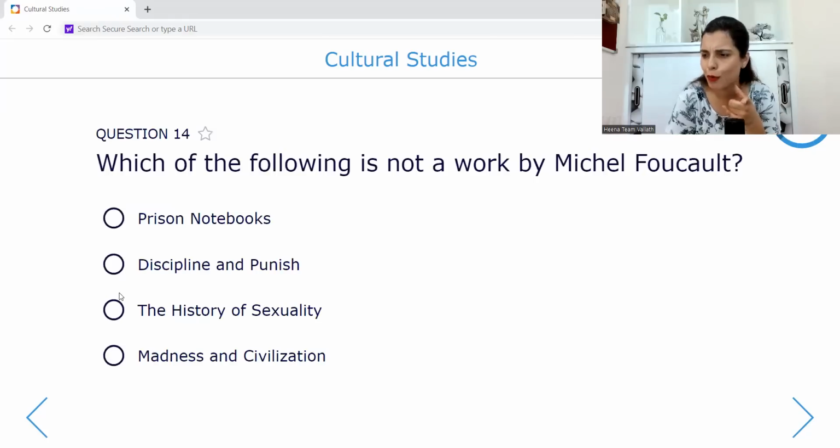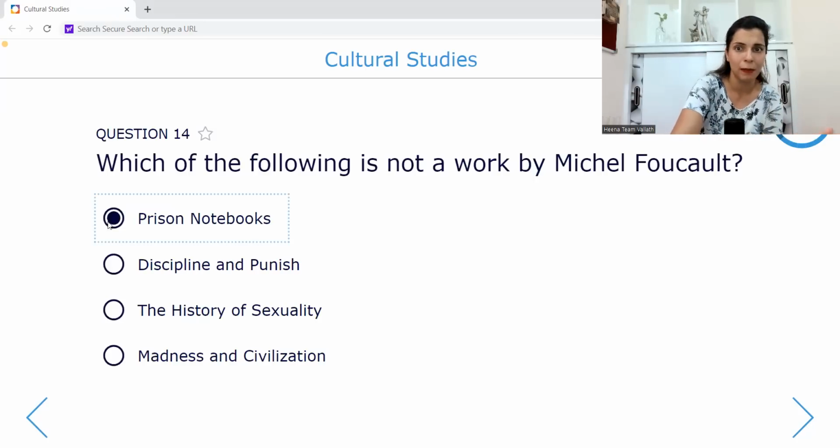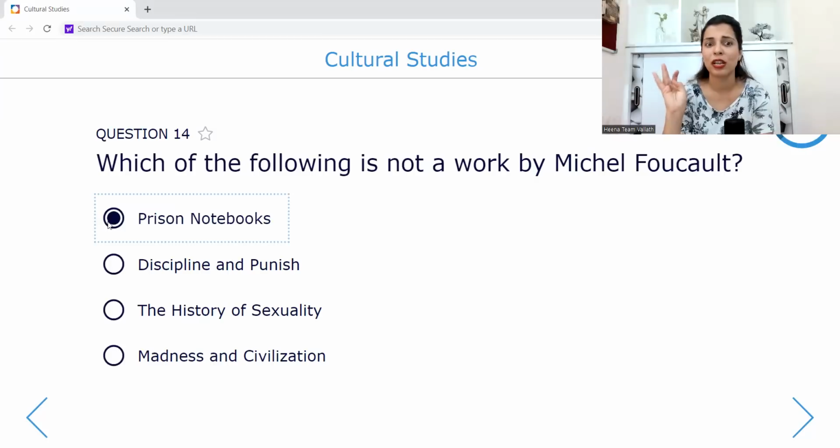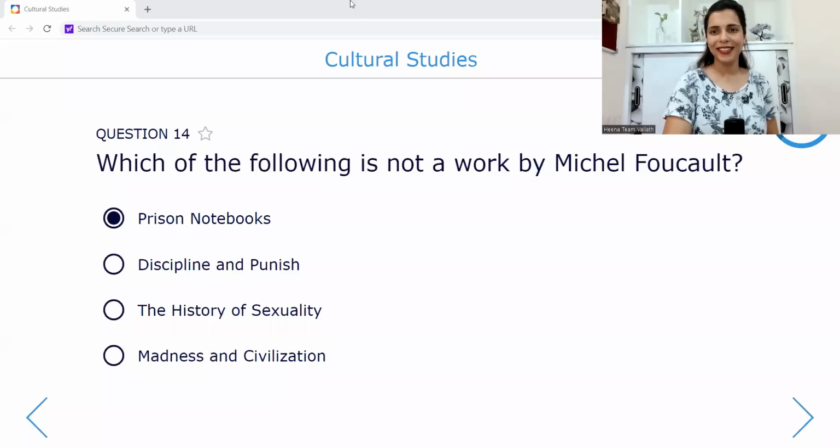Prison Notebooks is by an Italian writer, Antonio Gramsci. He wrote Prison Notebooks when he was actually in prison, okay? Antonio was in prison from 1929 to 1935, during which time he wrote Prison Notebooks. So Prison Notebooks is not by Foucault, but Discipline and Punish, The History of Sexuality, and Madness and Civilization are by Michel Foucault. So did you get it? The book not by Michel Foucault is Prison Notebooks.